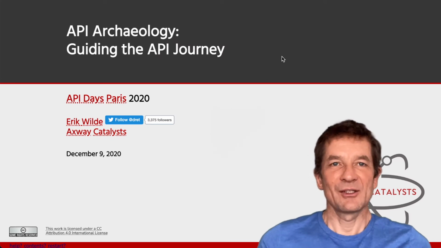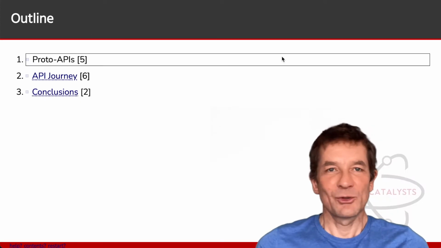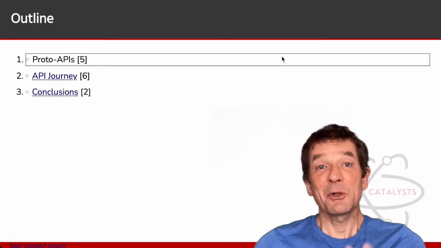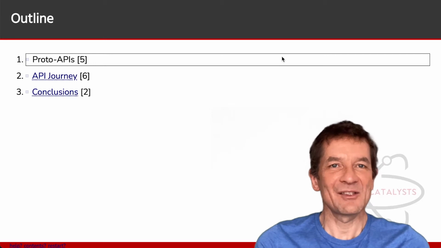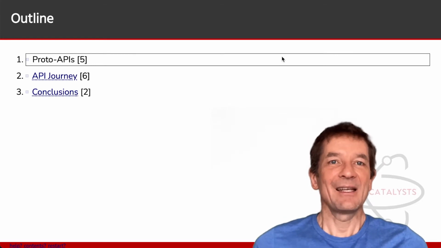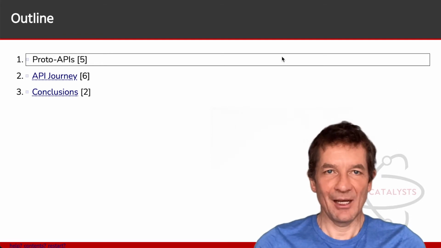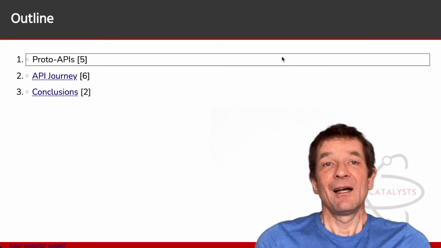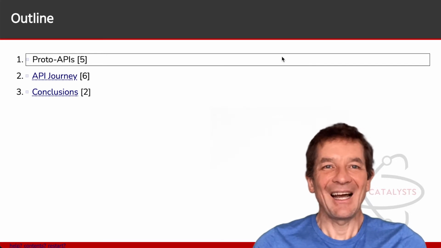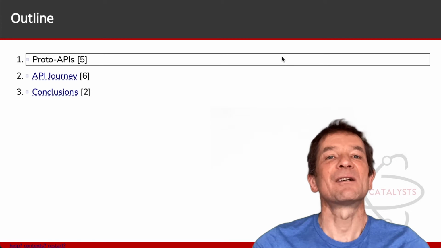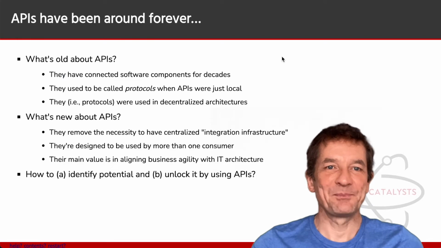What I want to do today is pretty simple. I want to walk you through this idea of API archaeology and what it means. And we'll do two very simple things. We'll talk about proto-APIs. These are the things that technically aren't APIs, but they are in spirit, in the sense that that is an attempt to get data from one application to another. So in a way, it's an API. And after we've done that, looking at proto-APIs and what that means, we'll look at how that translates into getting started with your API journey and what to look out for. So let's jump into it.